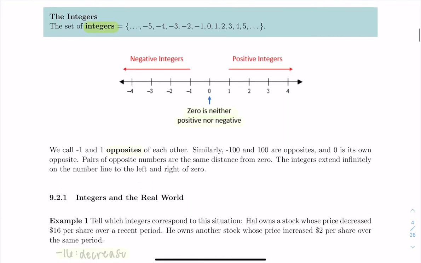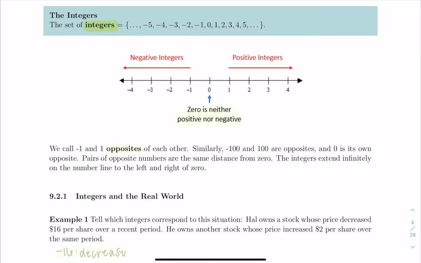And so that includes numbers like -5, -4, down to 0, and then 1, 2, 3, 4, 5. And so we call -1 and 1 opposites. And 0 is its own opposite. And 0 is neither positive or negative. Now, pairs of opposite numbers are the same distance from 0. The integers extend infinitely on the number line to the left and to the right of 0.